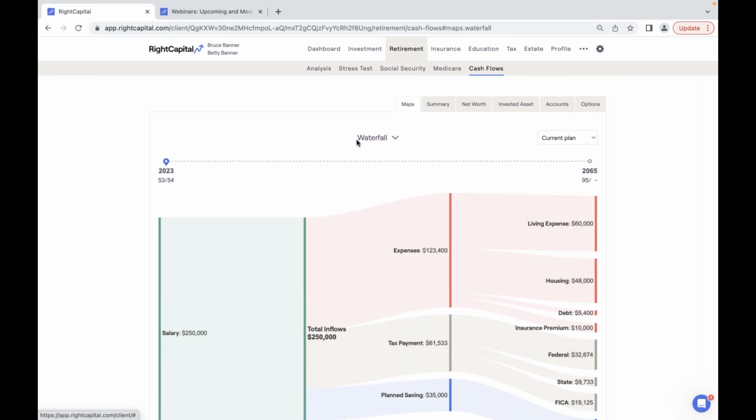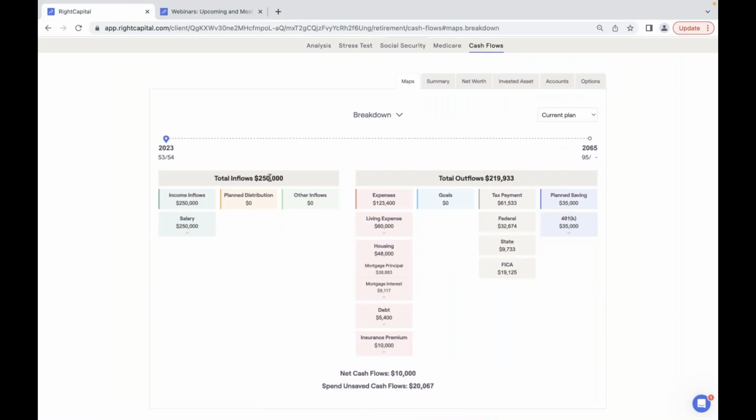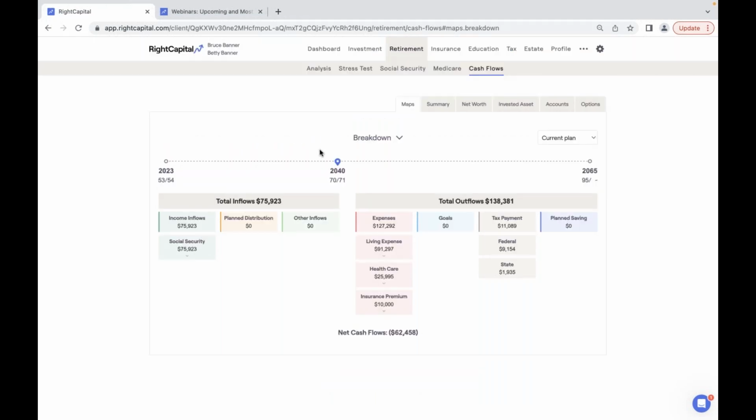And if your client is maybe a little more friendly with a chart style breakdown, you also can see the table breakdown here of that same information by year. So again, the same view that we have is seen here of total inflows, income inflows. Maybe as we move forward to retirement ages, we're going to see things like RMDs kick in.